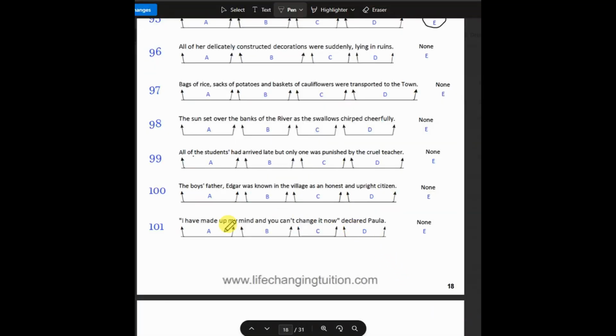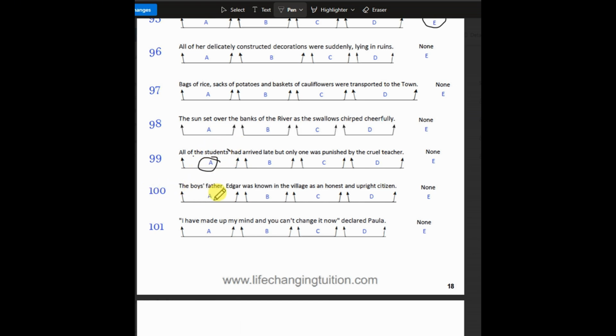So for question 99, all of the students had arrived late, but only one was punished by the cruel teacher. So when you're talking about students as a plural, you don't need an apostrophe here. An apostrophe is going to be only for possessive, like the students owned something. But all of the students arrived late. You don't need an apostrophe there.